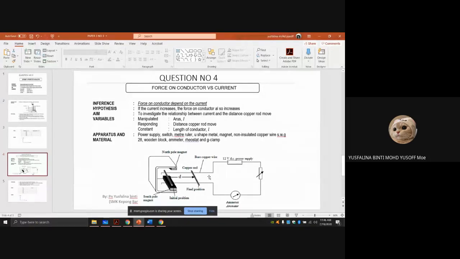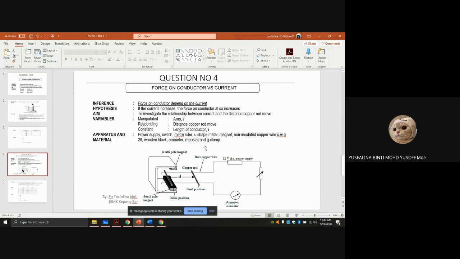So the aim is to investigate the relationship between current and the distance the copper rod moves. The manipulated variable here is the current, and the responding variable is the distance the copper rod moves. The constant here is the length of the conductor.